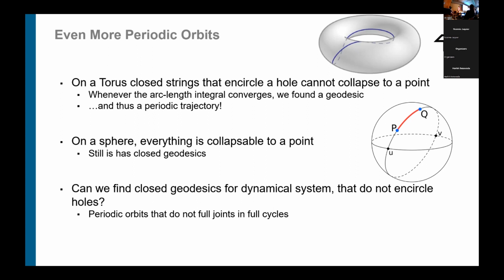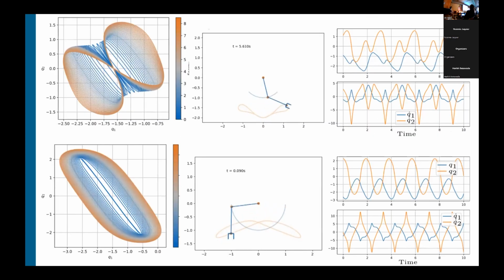So if you would like to find a geodesic on a sphere algorithmically, once you have a small error, it will collapse to a point, right? Because all the springs want to go to 0. So there needs to be some care on top that this doesn't happen. But we find them as well. Okay. So here are some examples of these closed geodesics again for the double pendulum, but now they don't encircle full holes of the torus.